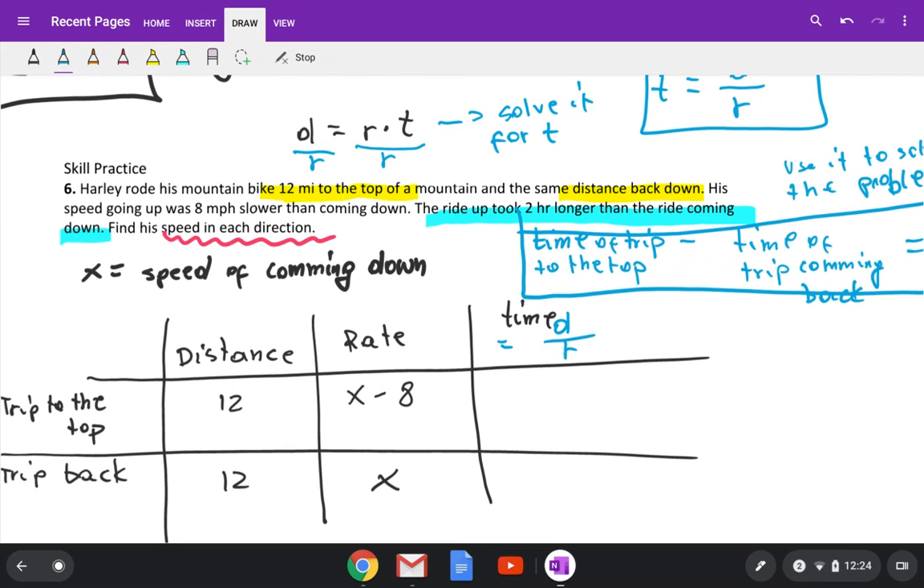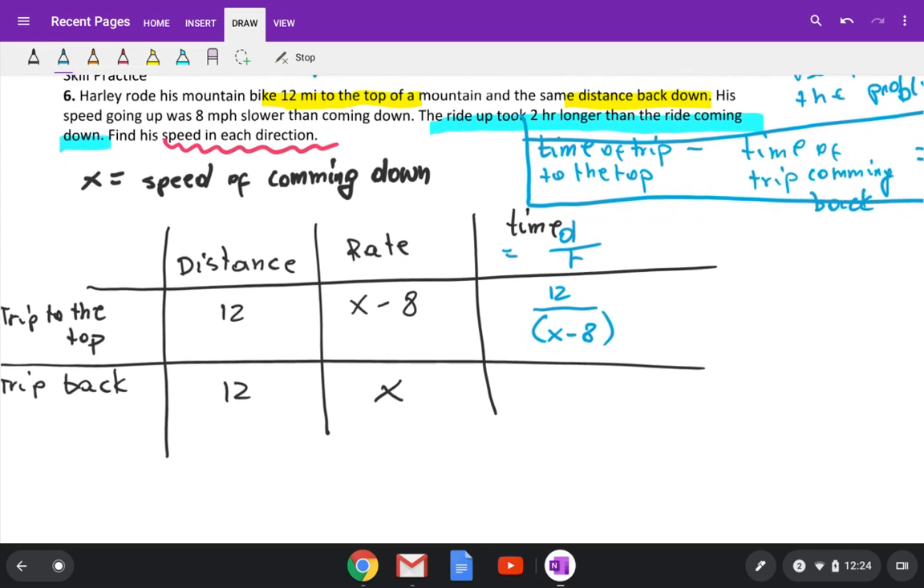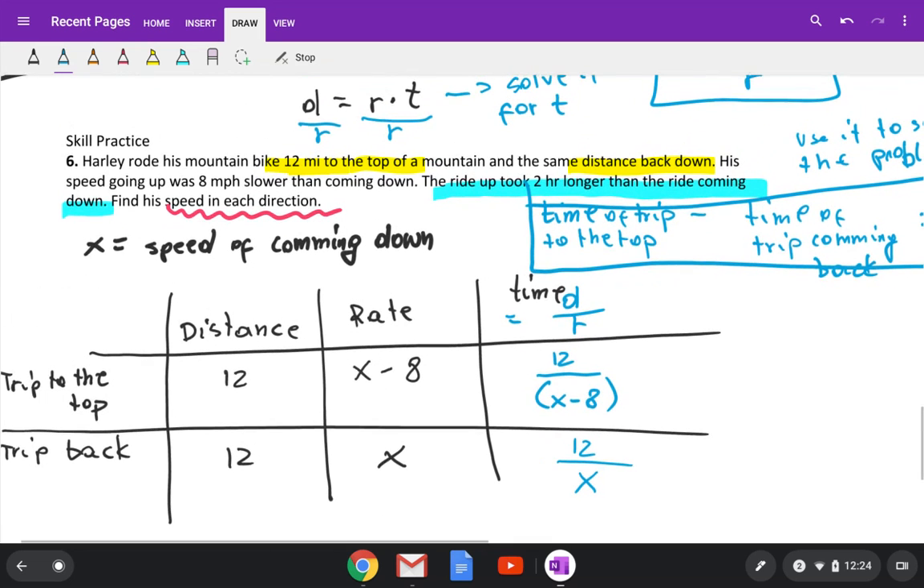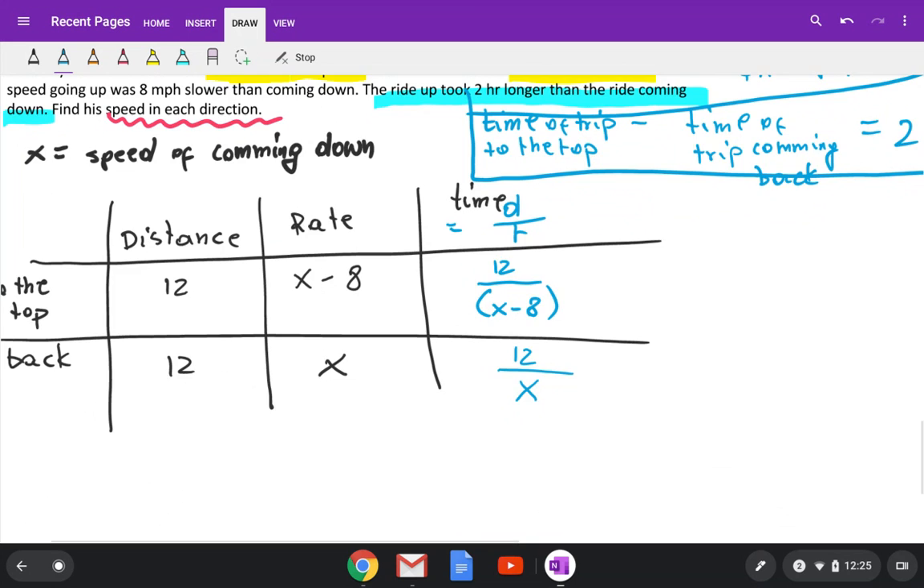So I need to figure out the time of the trip to the top. That will be the distance over rate, which is my speed, x minus 8. Now, time of the trip coming back: the formula is distance, which is 12, over rate, rate is x. The times are not equal in this case, so you cannot say that 12 over x minus 8 is equal to 12 over x. No, we know that the difference between those two times is 2 hours.